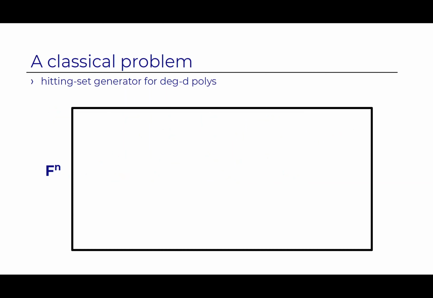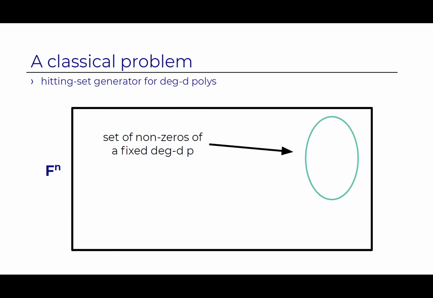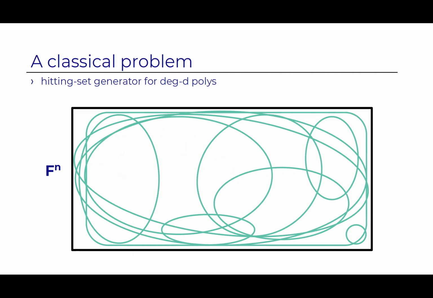So let's do a visualization. This is F to the n. This is the non-zero subset of a polynomial. There's a point to this, so hold on. This is the non-zero subset of a specific polynomial. These are all the non-zero subsets of all the degree d polynomials, and we want to hit them all simultaneously, which is real fun.